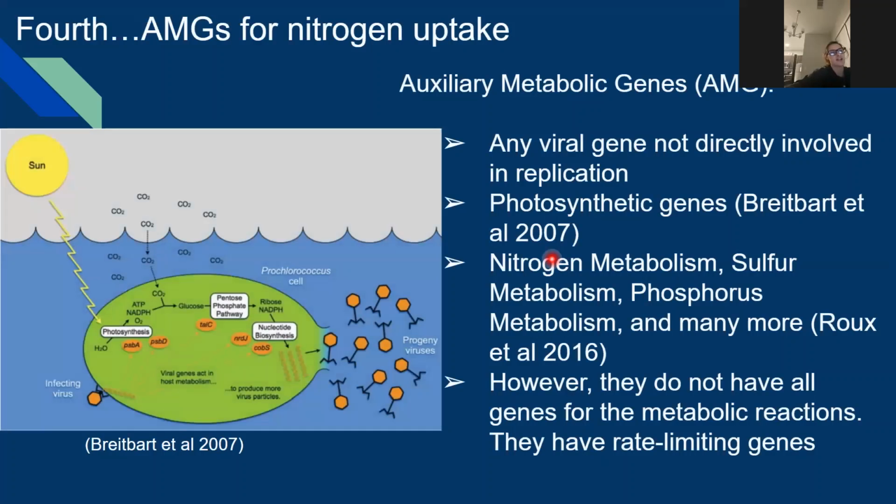There is an entire class of genes that viruses have called auxiliary metabolic genes, or AMGs, which is a viral gene not directly involved in replication. The viruses steal these genes and use them to enhance their ability to kill things, but they do not have all the genes that code for each ability because they're too small. Instead, they have a rate-limiting gene that is used to enhance its fitness. The picture shows an AMG with a photosynthetic rate-limiting gene.